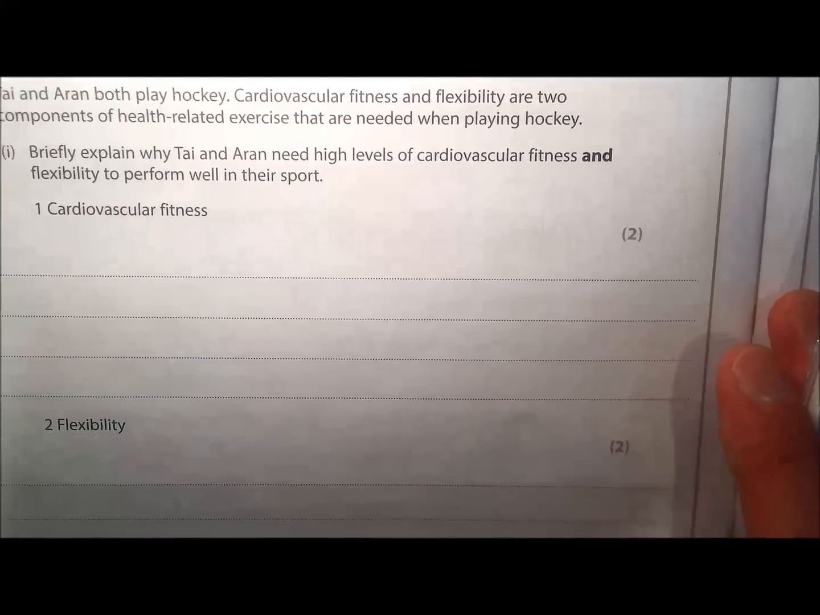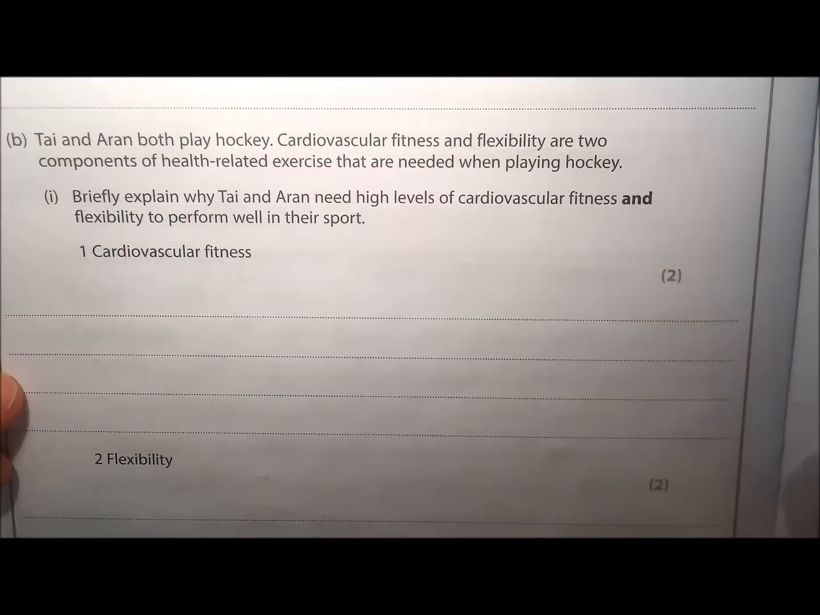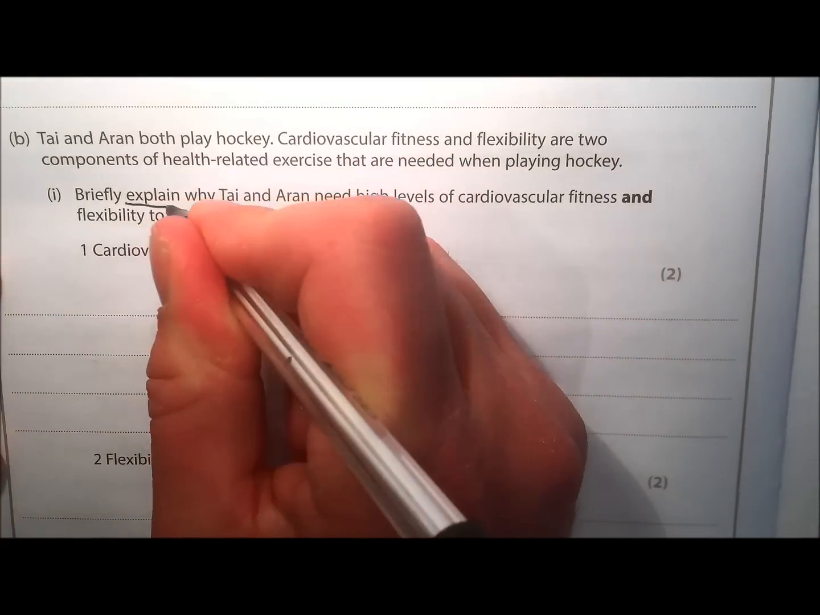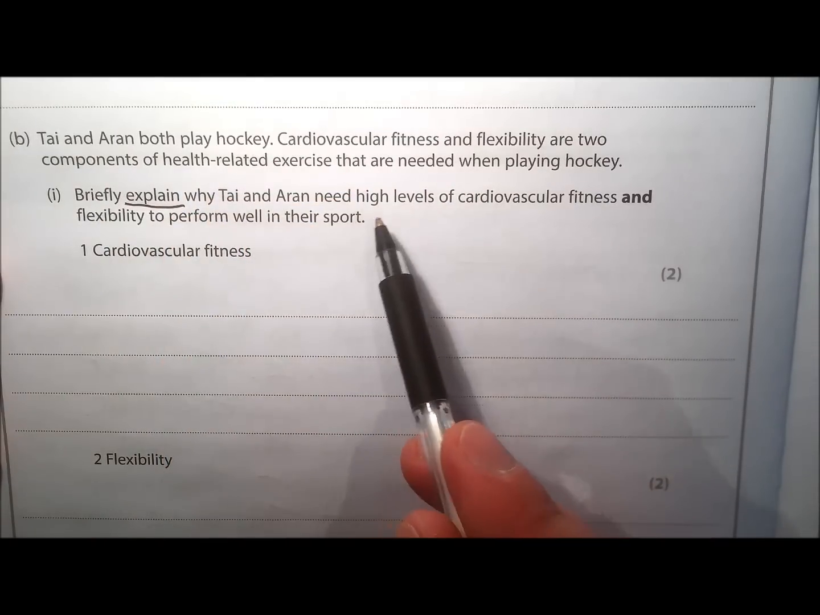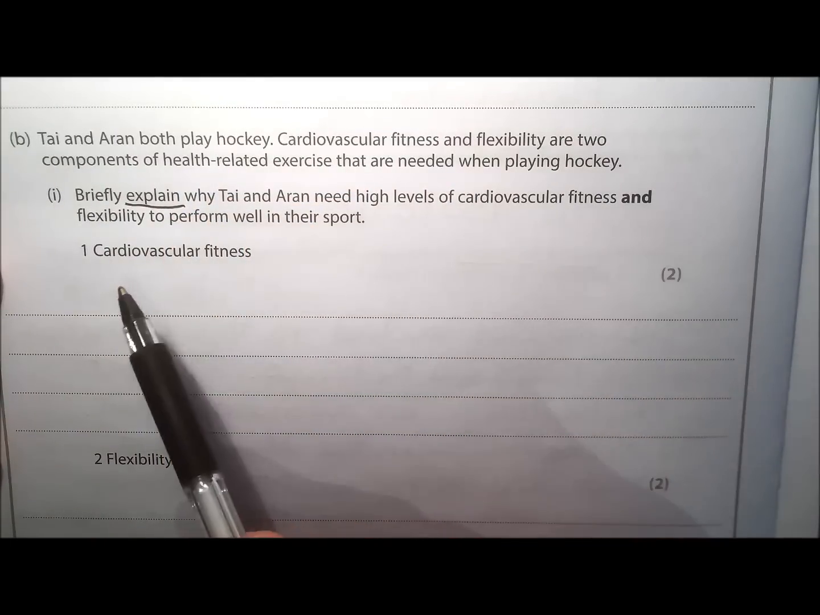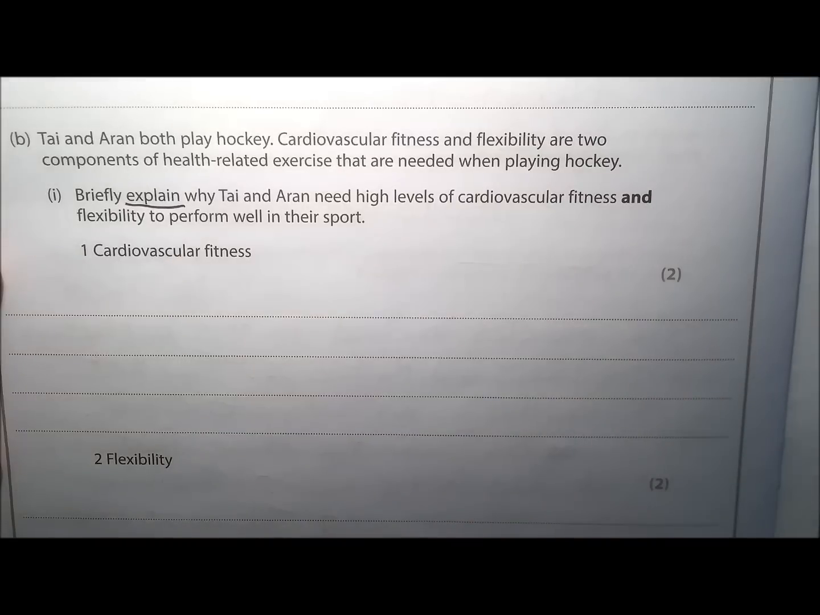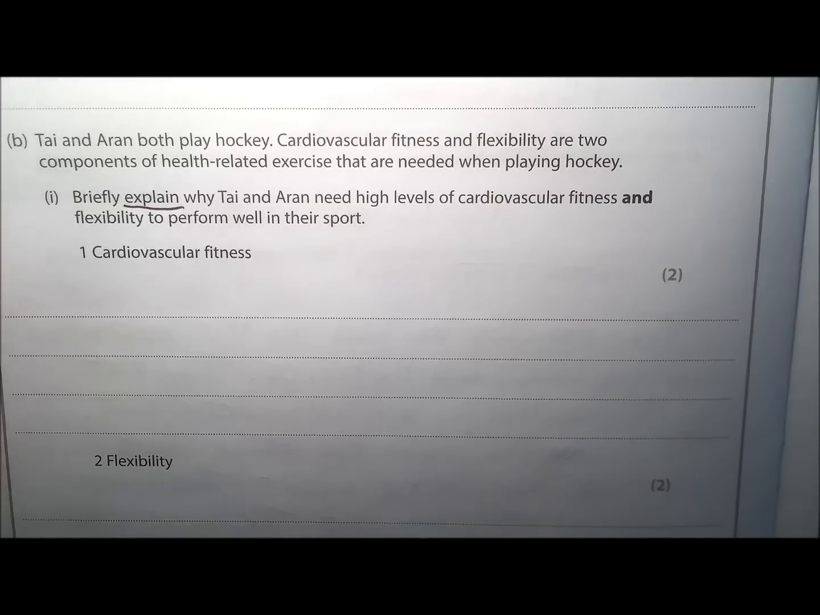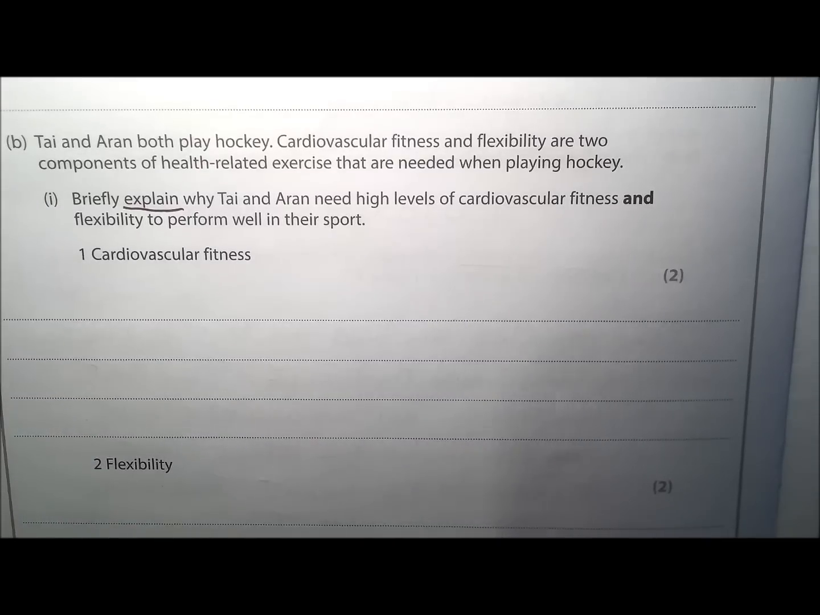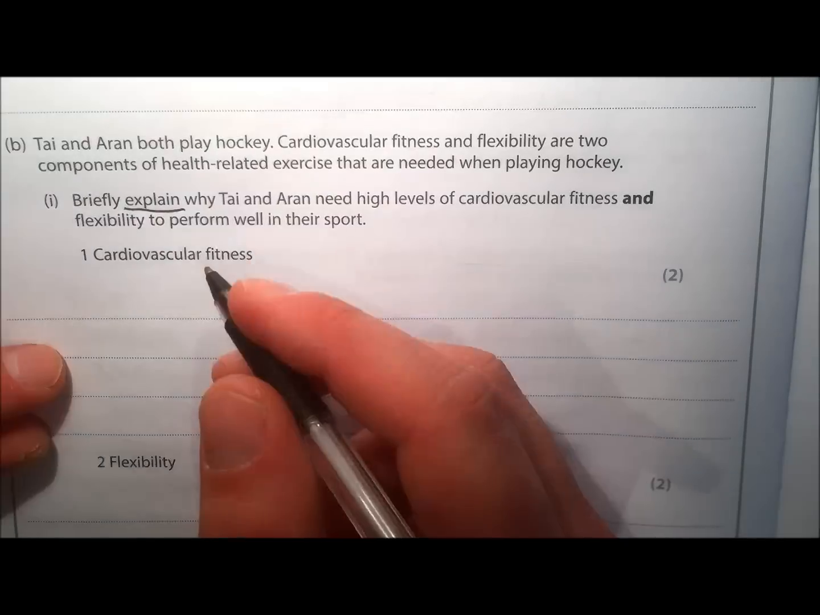Part B. Ty and Aaron both play hockey. Cardiovascular fitness and flexibility are 2 components of health-related exercise that are needed when playing hockey. Briefly explain why Ty and Aaron need high levels of cardiovascular fitness and flexibility to perform well in their sport. For this, we need to say why they would need cardiovascular fitness and how it is going to benefit them in their sport of hockey.